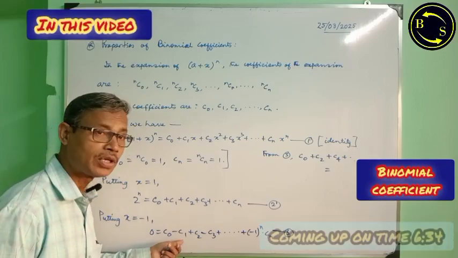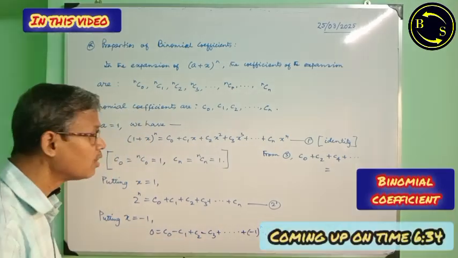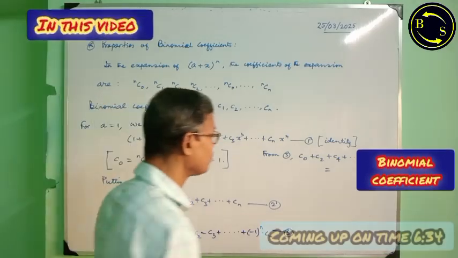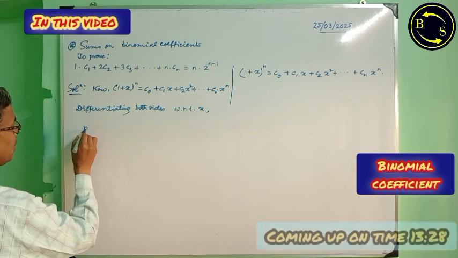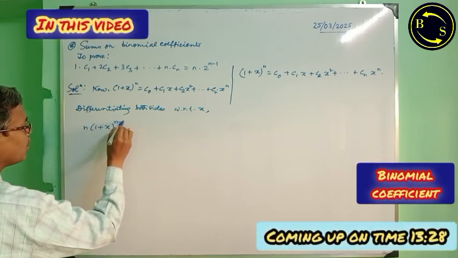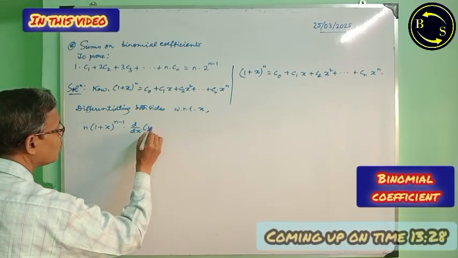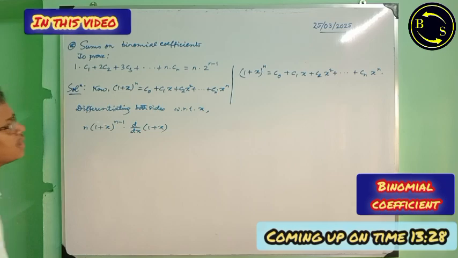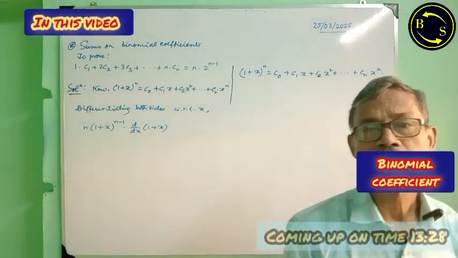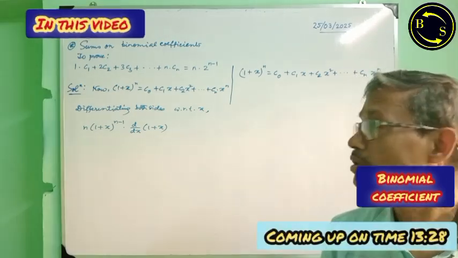All the terms placed in the even places are together taken on the other side. In (1 plus x) whole to the power n minus 1 into d/dx of (1 plus x). This is used: derivative of a function with respect to another function.